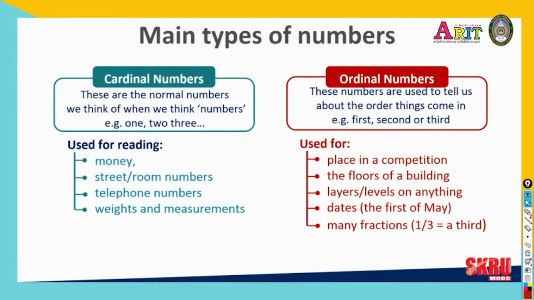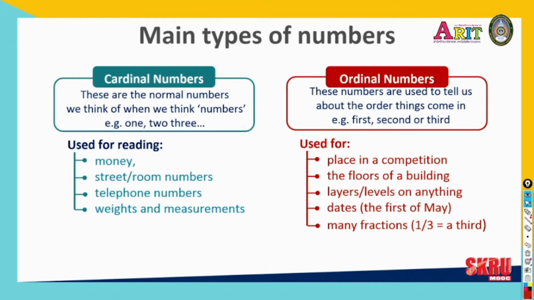The other group are ordinal numbers. These are used to tell us about the order that things come in: first, second, third, and so on. So if you're competing in a marathon, then your place is who crosses the finish line in first place or 200th. We also use them to talk about levels, the floors of a building, on the first floor, second floor, and anything else that's layered and comes in levels.